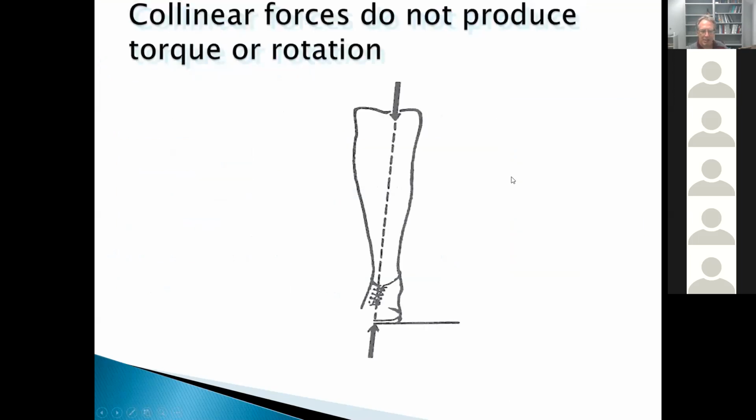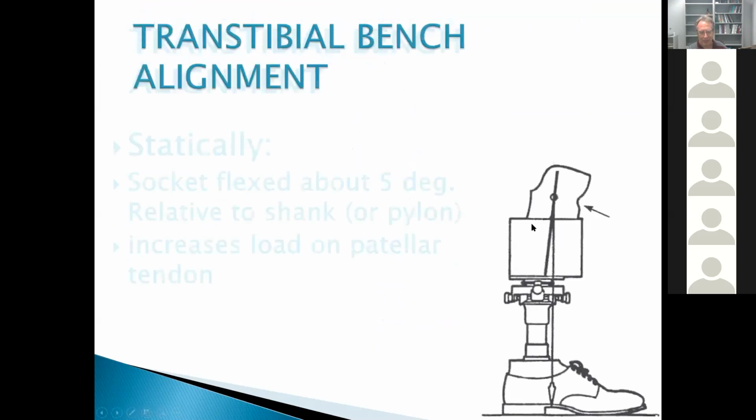This is showing a collinear line that is straight through the prosthetic limb, but that is not what you want. Actually, I thought I had erased or deleted this slide. Here it is, but I don't think you need to spend too much time thinking about what you do not want. This is what you do not want. You want actually a frontal plane torque in a varus direction. Okay, so the other thing that you do is that you put the socket in some flexion.